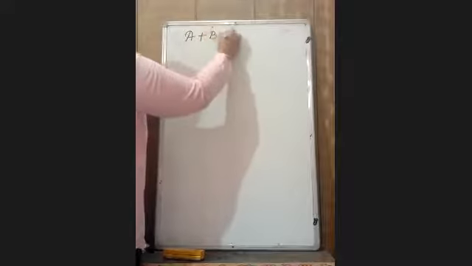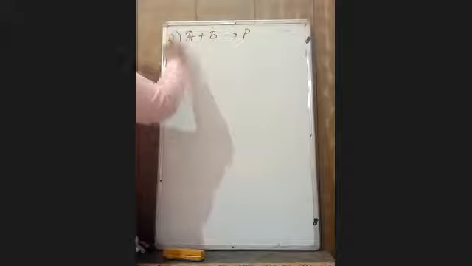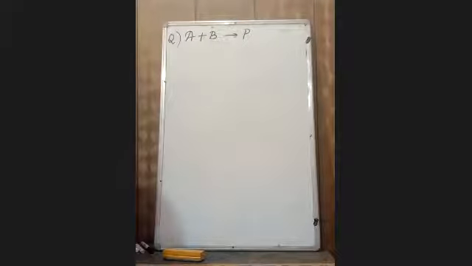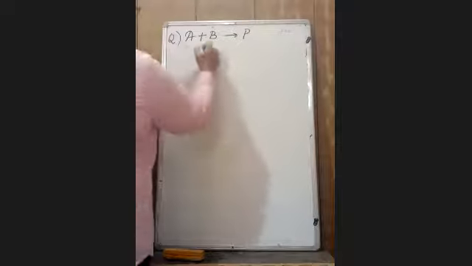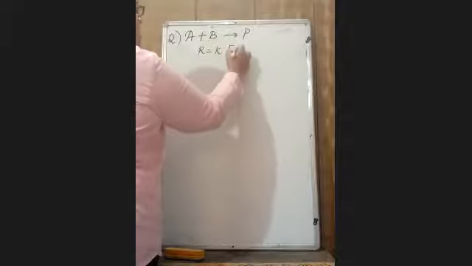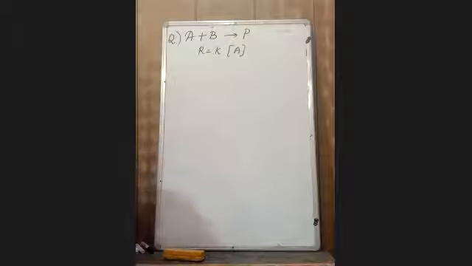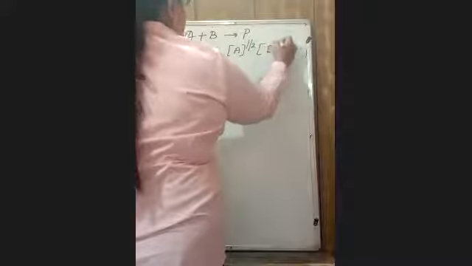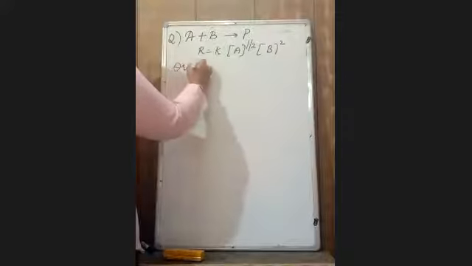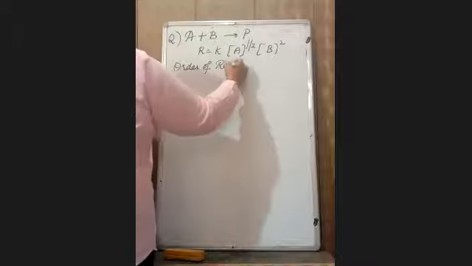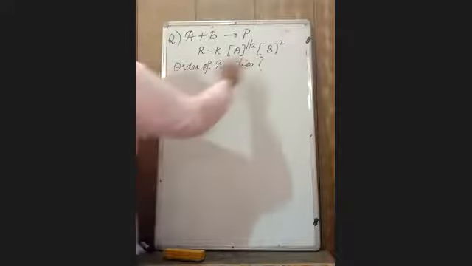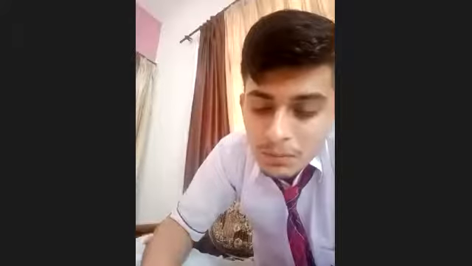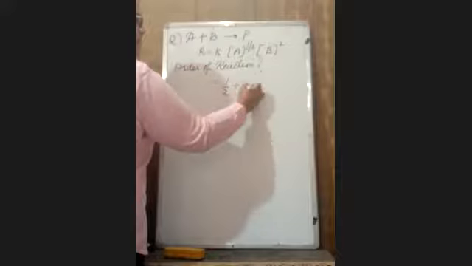You have to calculate the order of the reaction for this particular reaction A plus B that gives us product P. 4.3 question. The rate law is given by R is equal to K A 1 by 2 and B 2. What is the order of the reaction? Anish, please tell me fast. Ma'am, 1 by 2 plus 2. Very good. It is 1 by 2 plus 2.